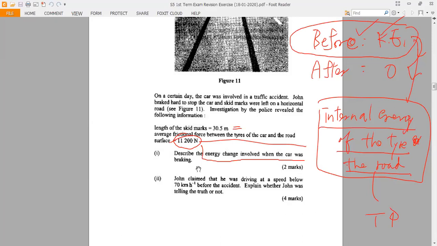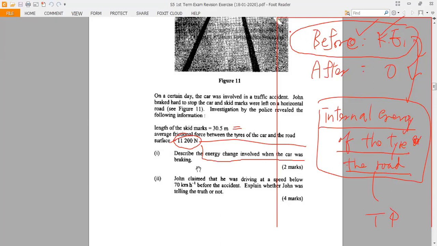The last one, John is saying that his speed is lower than 70 km/h. So explain whether he's telling the truth or not. He is a liar. Okay, how do you know that? Sure, according to my calculations. Okay, now make use of the right-hand side to answer. Make use of this to answer. What is its original KE?